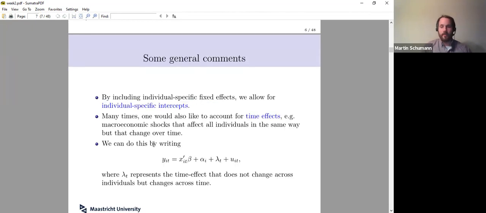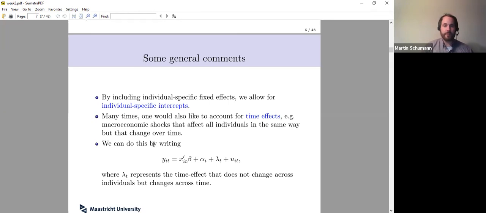Okay, so then some more general comments on the whole fixed effects business. When we include fixed effects, graphically that simply means that for each individual, we allow the least squares regression line to have a different intercept. So the line has the same slope, but we allow for different intercepts for each individual.